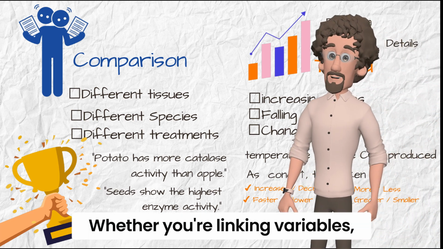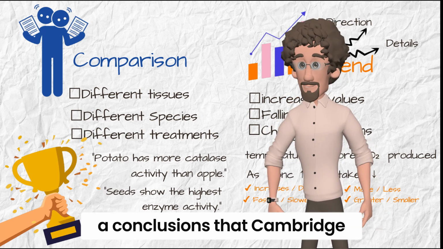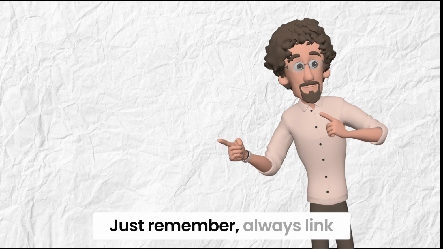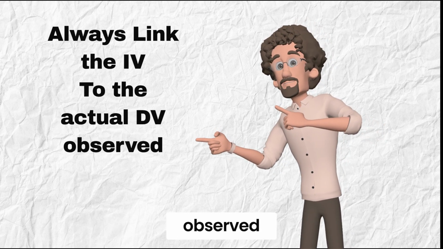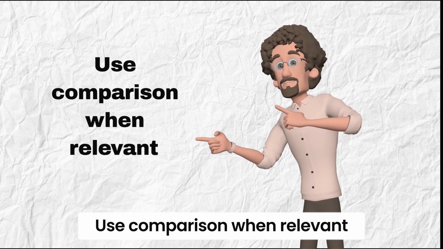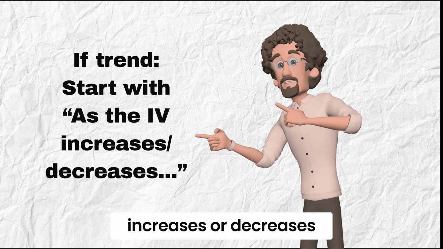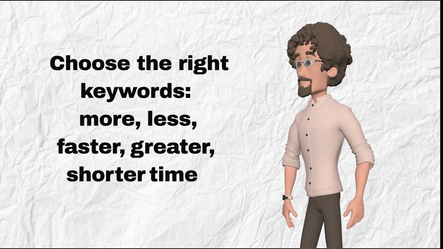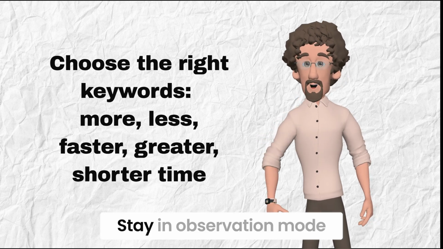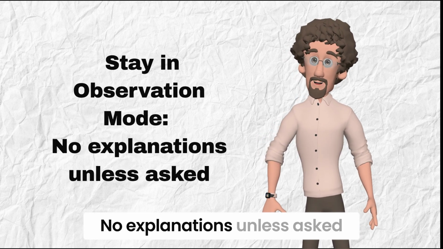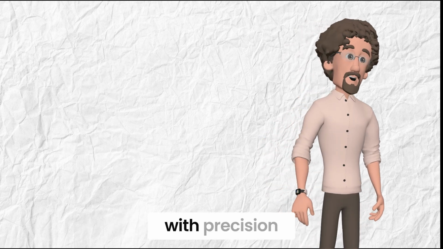Whether you're linking variables, comparing treatments, or writing a trend, now you know how to craft a conclusion that Cambridge loves. Just remember, always link the independent variable to the actual dependent variable observed. Use comparison when relevant. If trend, start with, as the independent variable increases or decreases. Choose the right keywords: more, less, faster, greater, shorter time. Stay in observation mode. No explanations unless asked. You're not just writing a sentence, you're scoring a mark with precision.